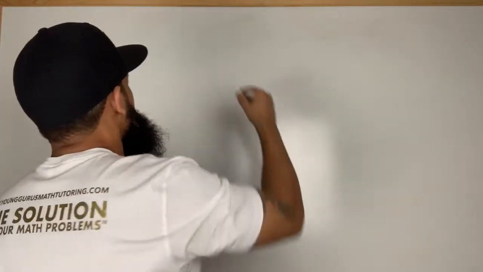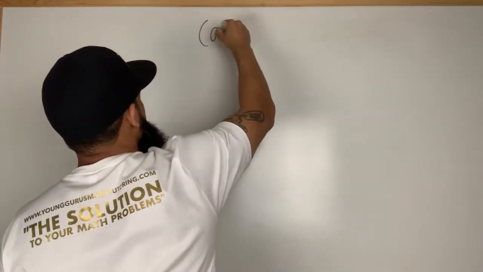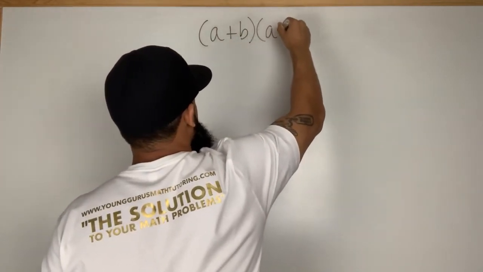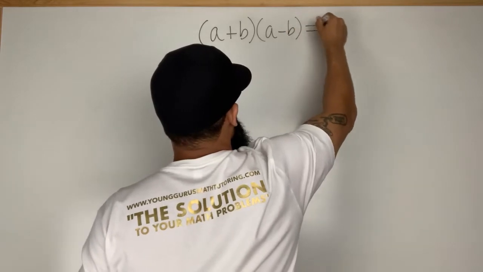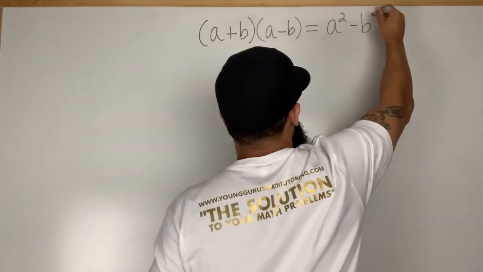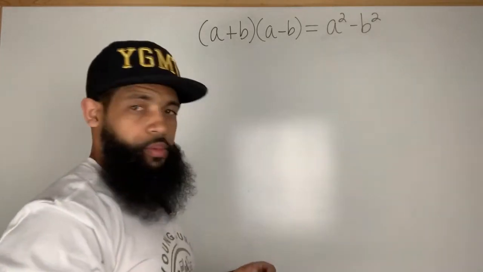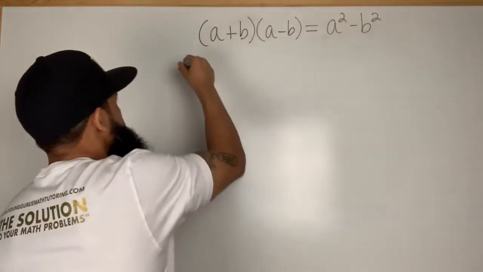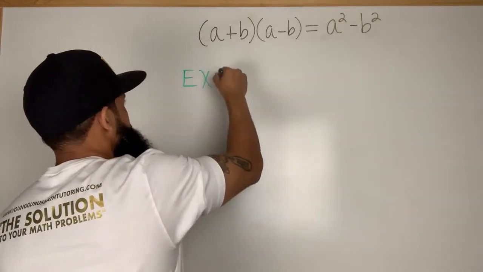So if I have a plus b times a minus b, then that actually ends up being a squared minus b squared. Okay? So let's see why. So example 1, we'll start out simple as always.